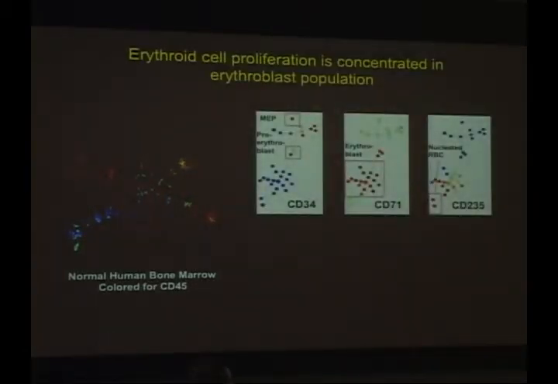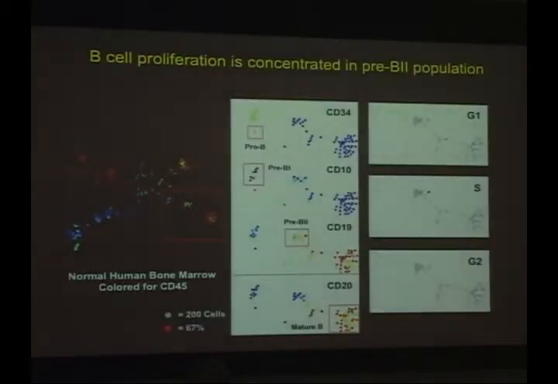We can do the same thing with the erythroid. Sorry. Can you flip back? Sure.